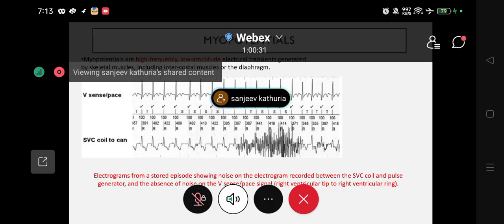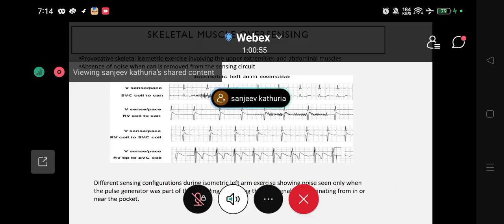Always remember, physiological problems are high frequency, low amplitude. All the lead problems, meaning lead fracture, are the opposite: high amplitude, low frequency. I'll show you in the end. So this is a typical example of a myopotential coming from a muscle which was near to the can. So it is showing fibrillation zone. Skeletal muscle oversensing. So rib muscles, intercostal muscles, they are showing some activity. So from the muscle it got conducted and reached the can.